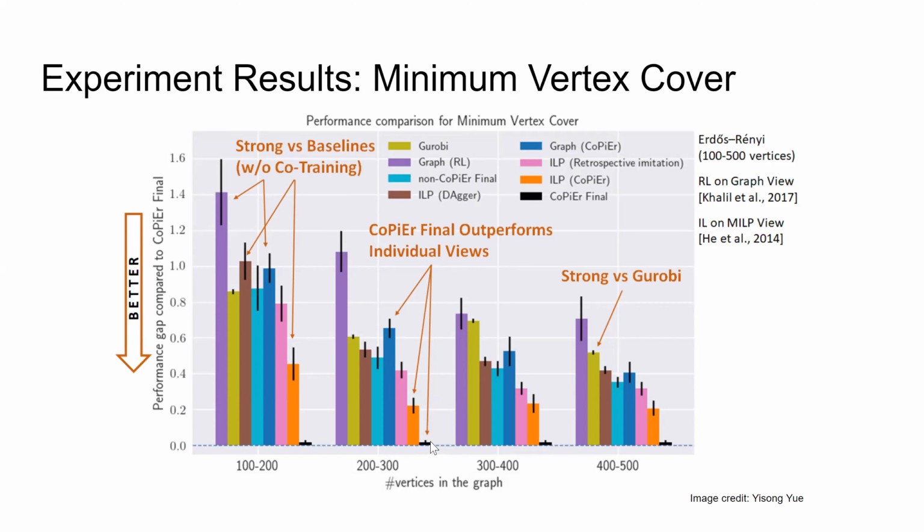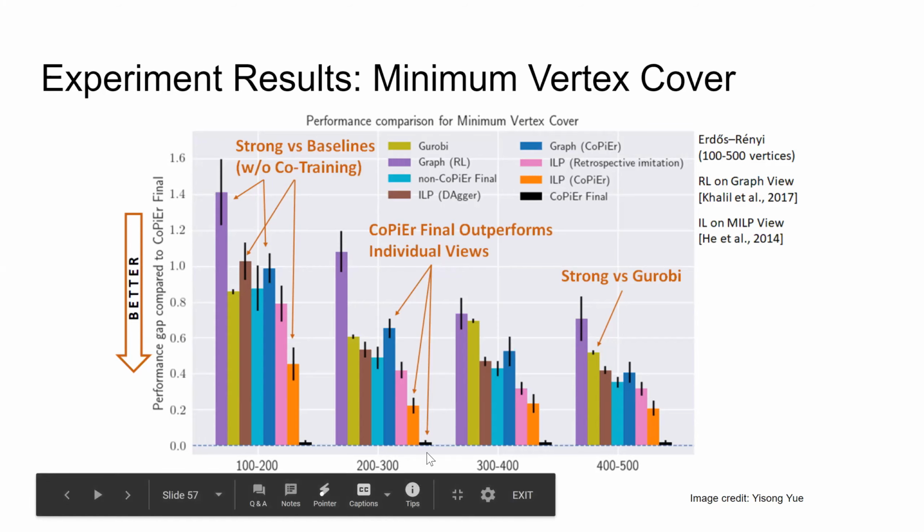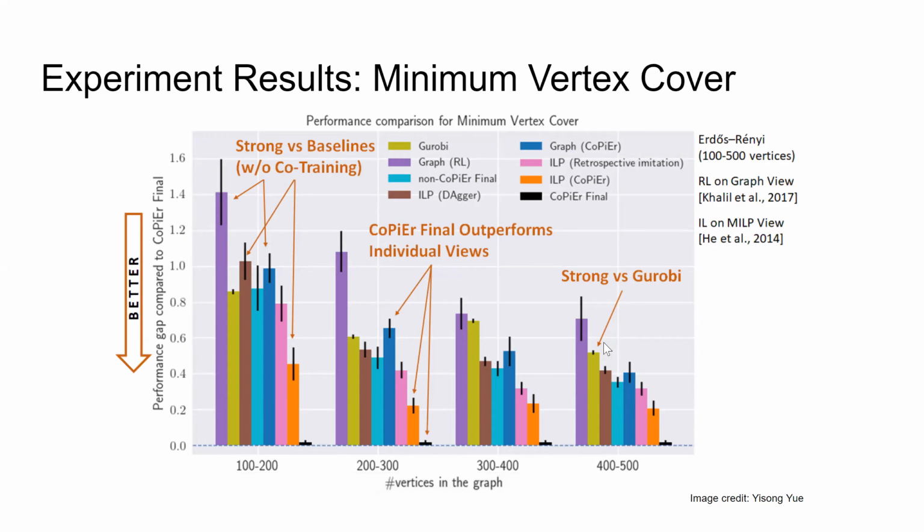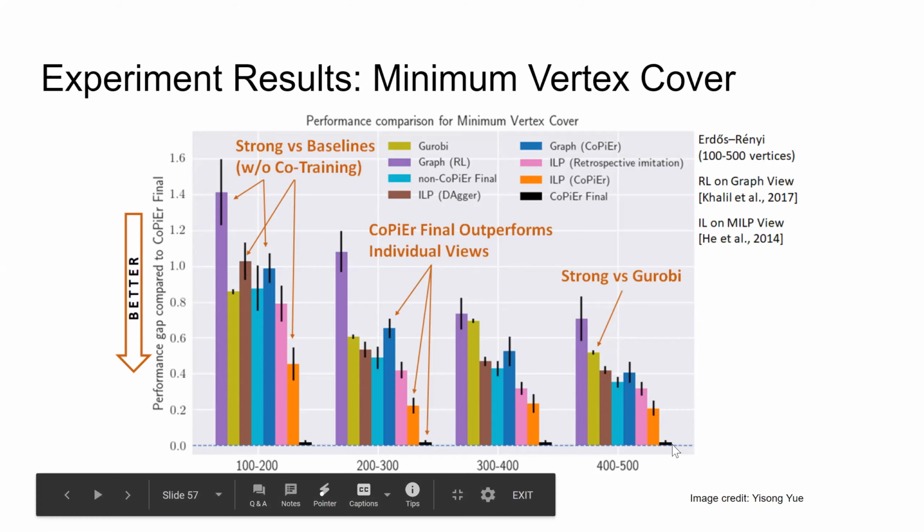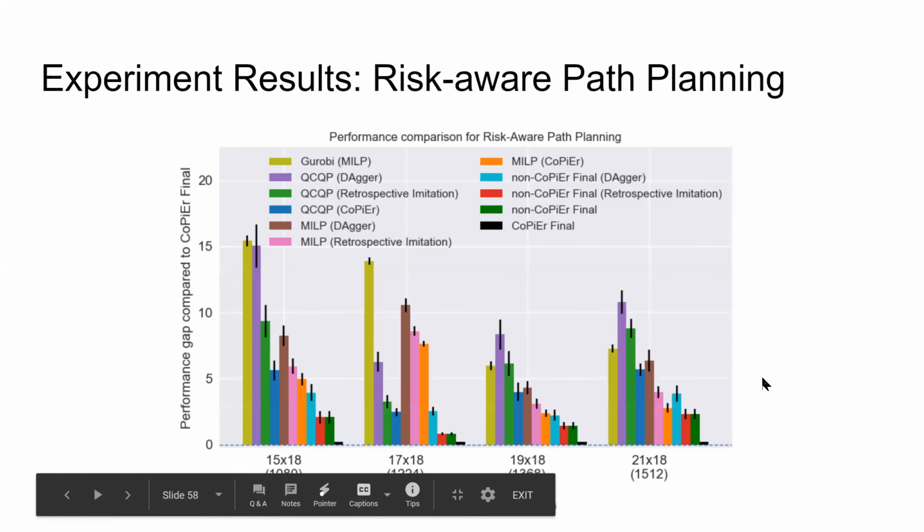What does this imply? This implies that by doing co-training, there's actually a very explicit split in the difficulty of the problem. Some problems are much easier in one representation, and some are easier in the other. So by taking the better of the two, we can really harvest the difference in learning difficulty and get a much better solution. And finally, compared with a strong existing solver, such as Gurobi, the co-training final approach is again much better. And we see similar results on the risk-square path planning.